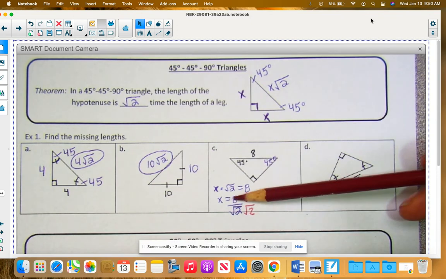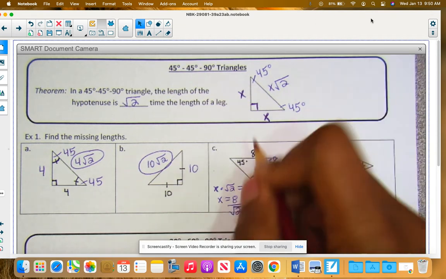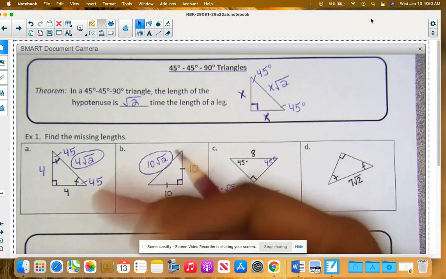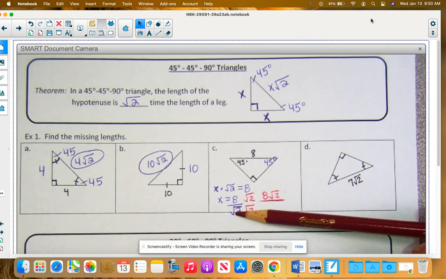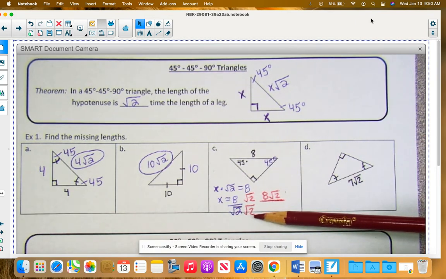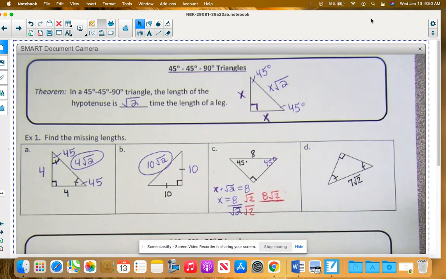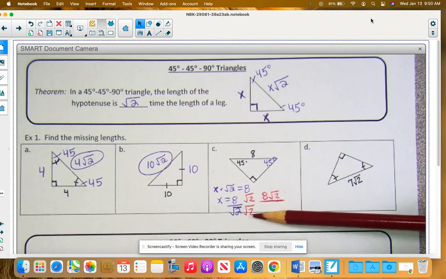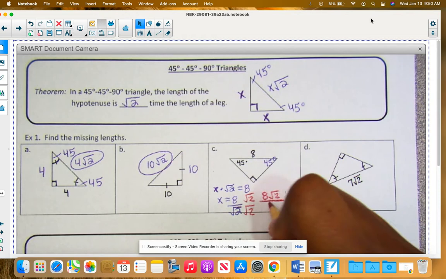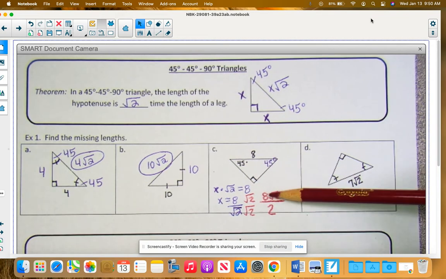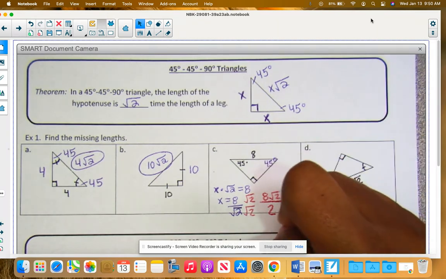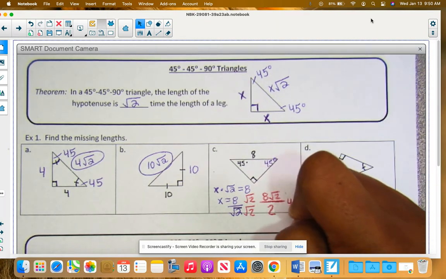So on top, 8 times the square root of 2 is what I have left. And on the bottom, the square root of 2 times the square root of 2 is 2. Feel free to use a calculator or mental math. It's going to cancel out. And then 8 divided by 2 gives me 4. So my final answer here is 4 square root 2.